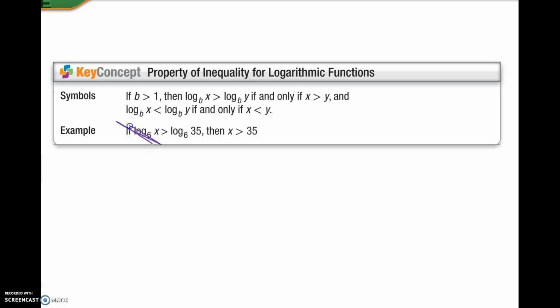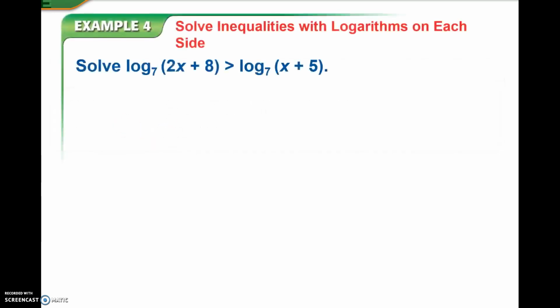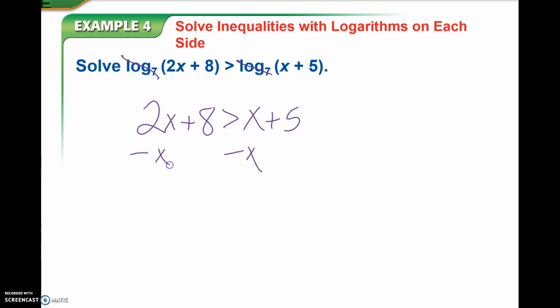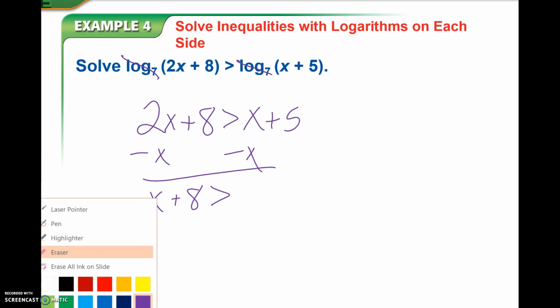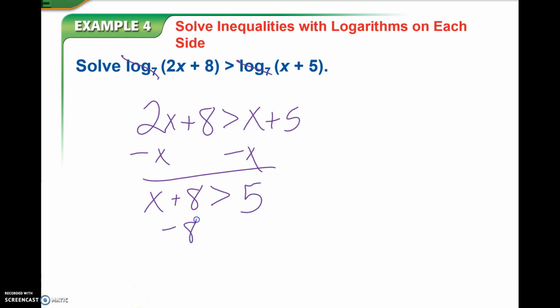And the same is true where if they have the logs of the same base, then the inequality is the same. So since these are both log 7, then 2x plus 8 is greater than x plus 5. Subtract x. So x plus 8 is greater than 5. Oh, I subtracted that, sorry. And then subtract 8 on both sides. x must be greater than negative 3. That's our answer.